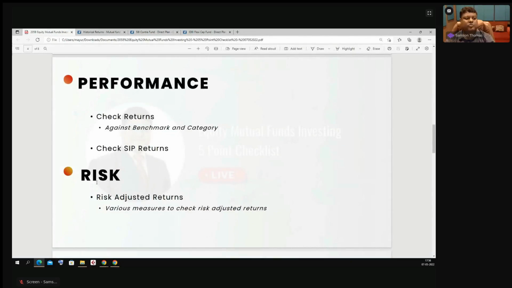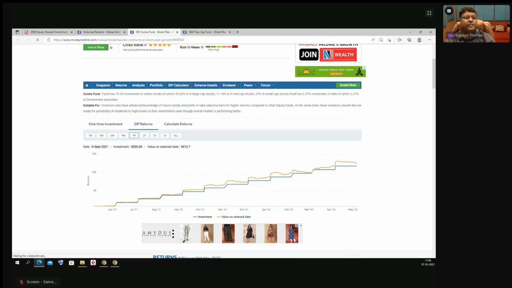The next thing that you want to see is risk adjusted returns. They are giving better returns than the category, but are they taking more risk? What is the risk being taken to give a better return? That is also something that you want to know. That's why we have risk adjusted returns, and there are some measures which are used to check them. So let's look at that.